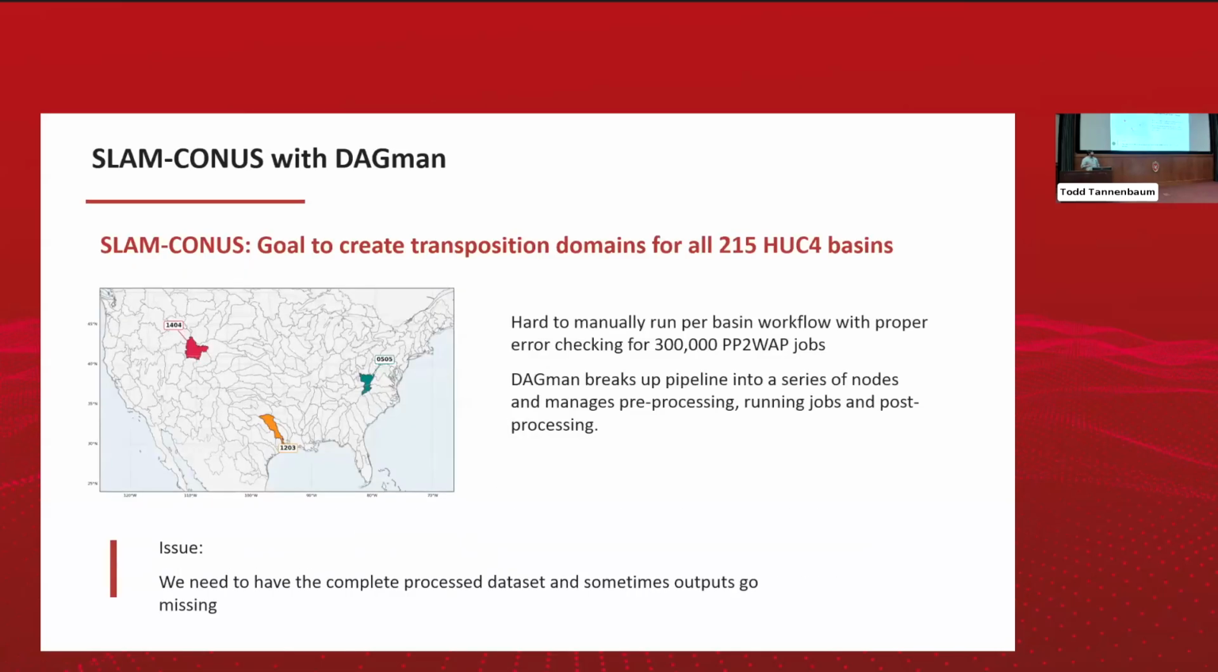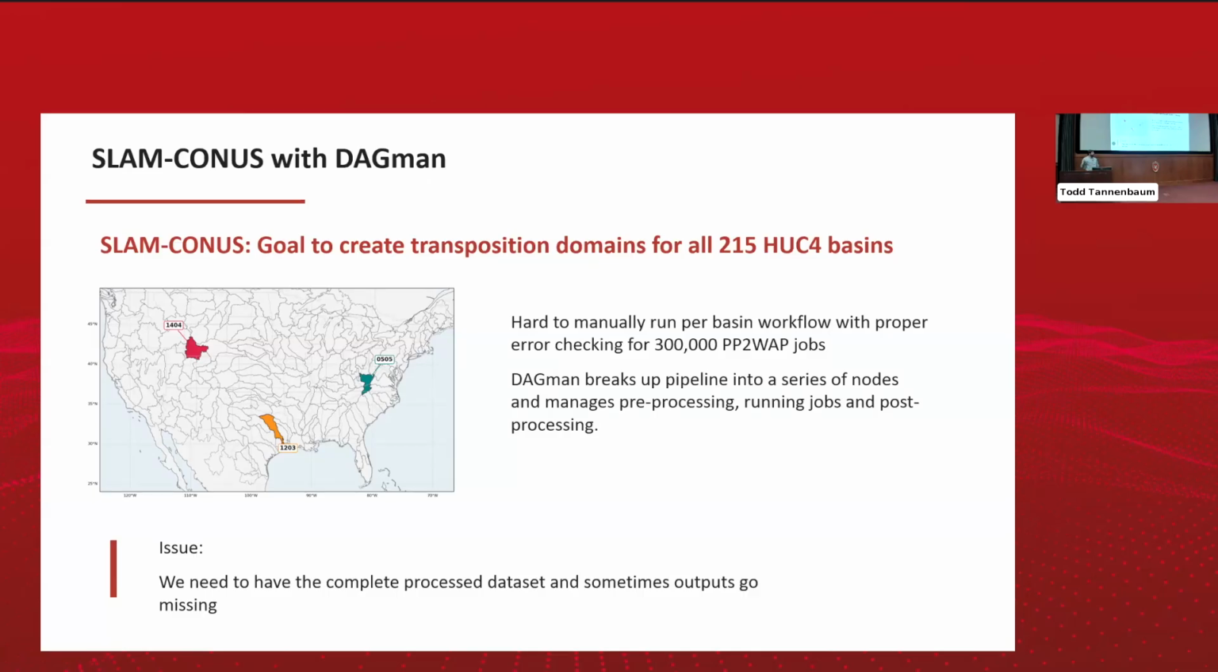When we first did this, we were only looking at 3 basins, so it was really easy for me to manually guide things through the process, check when files were missing and update them. However, our new work has expanded from the 3 pilot basins out to all 215 basins in the US. So this becomes a lot more complicated from a management standpoint because it's pretty much impossible to do by hand. That's when we implemented DAGMan, which worked really great for splitting the jobs up into nodes and then controlling the pre-processing, submitting the job, and then the post-processing.